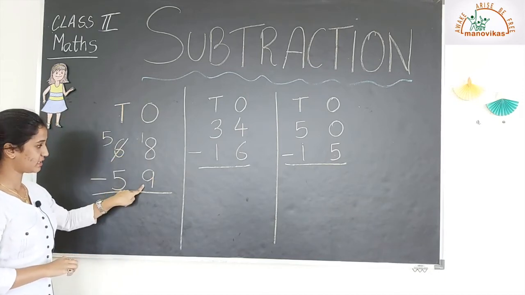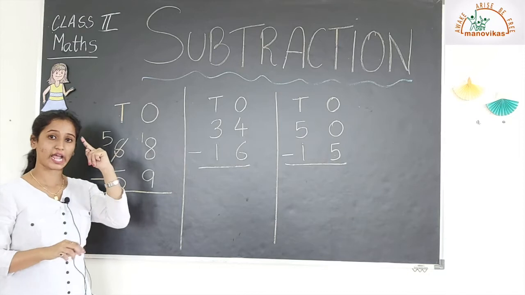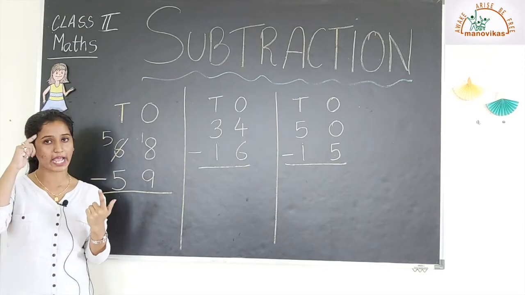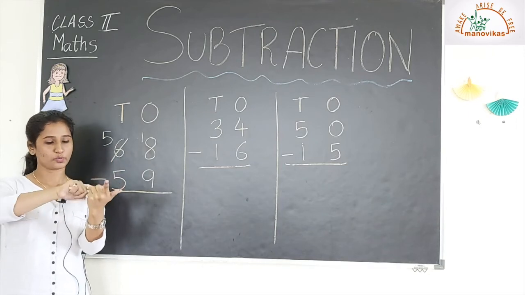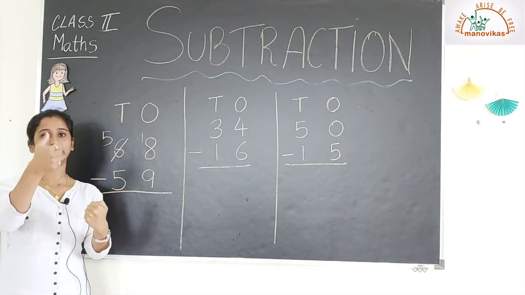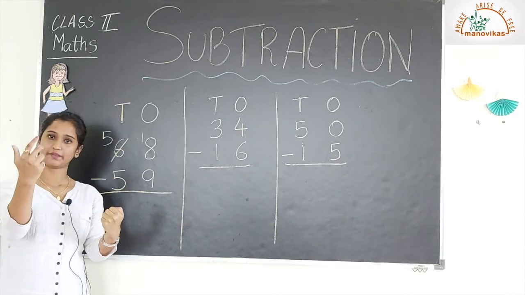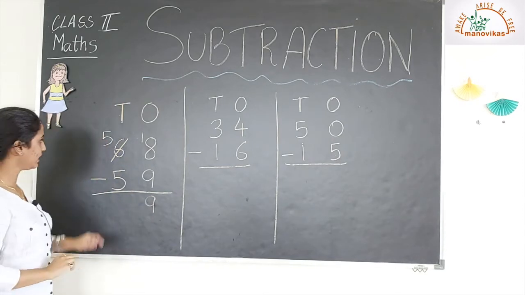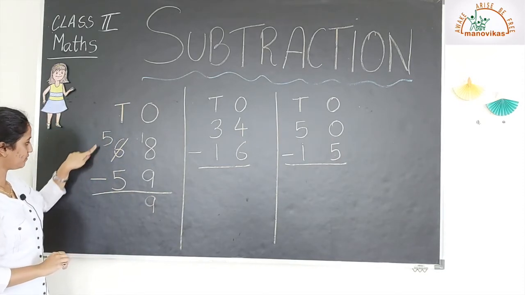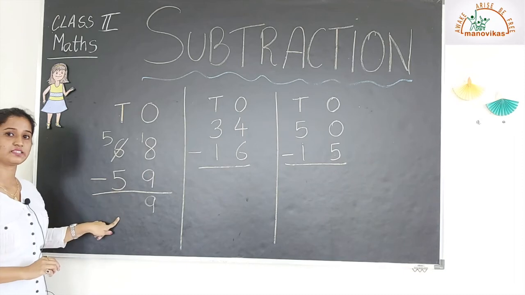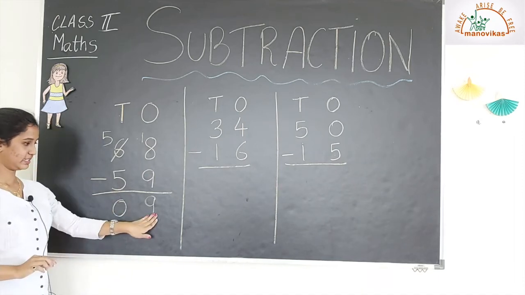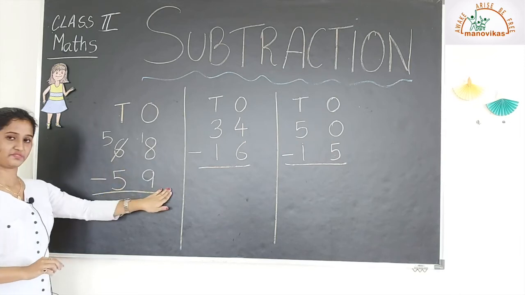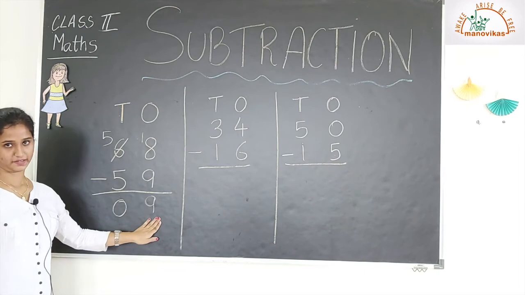So now we can take away 9 from 18. So keep 9 in your mind and count forward till you get the number 18. So 9, 10, 11, 12, 13, 14, 15, 16, 17, 18. So we get 9 here, correct? Now moving on to the tens, we have 5 minus 5 gives us 0. So the answer is 9. So we say that 68 minus 59 gives us 9.